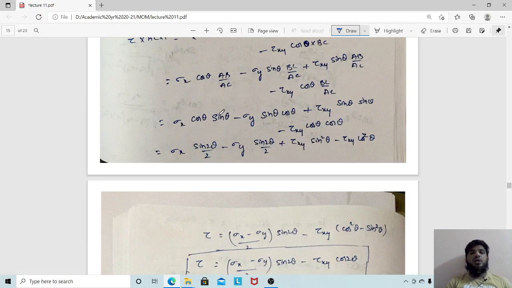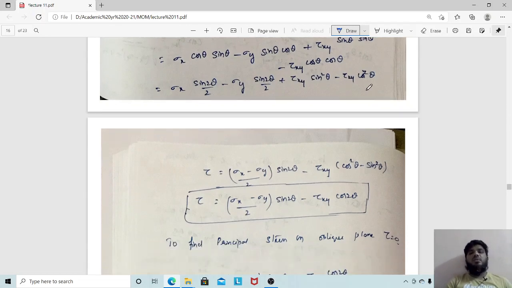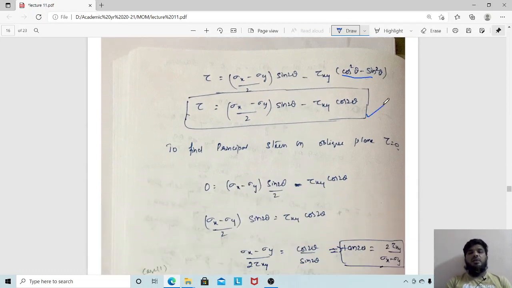So once you are done with this, you try to resolve this. Sigma x sin 2 theta, sigma y sin 2 theta by 2, plus tau xy sin square theta minus tau xy cos square theta. This is what you have received. We have the formula for cos square theta minus sin square theta, so we have rearranged it that way. Here we have sin 2 theta by 2 common, and we have written sigma x minus sigma y by 2. Here we are taking tau xy common and writing cos square theta minus sin square theta, which is cos 2 theta. So we have obtained the value for tau.